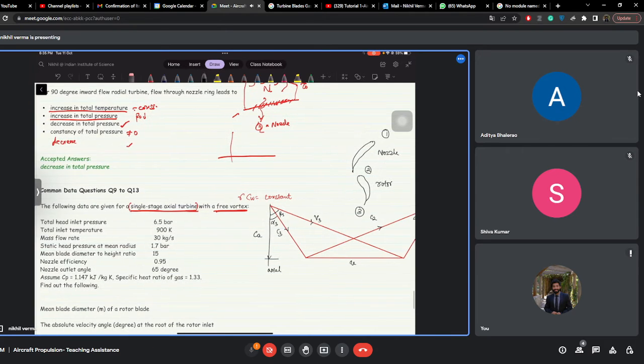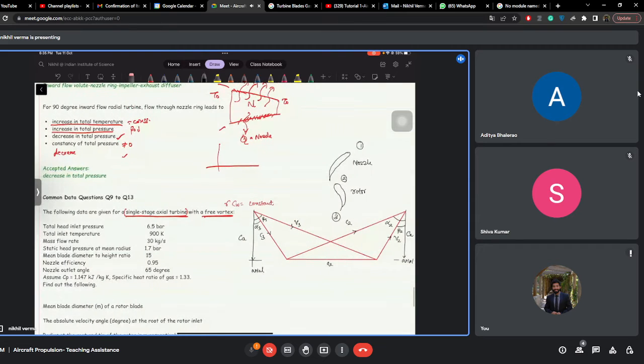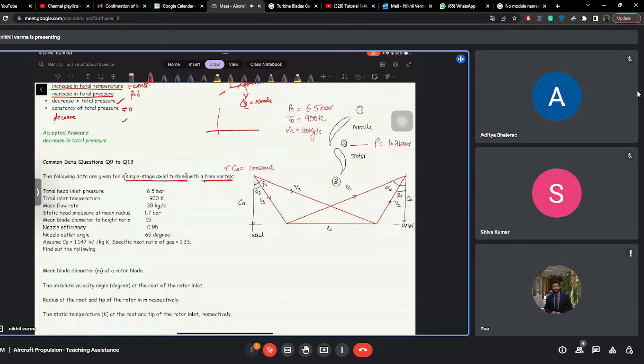So now the total pressure is given. That is 6.5 bar, P naught at this location, and the total temperature is given. T naught is 900 Kelvin. Mass flow rate is given. This is 930 kg per second, and your static pressure is given at this location, 1.7 bar.